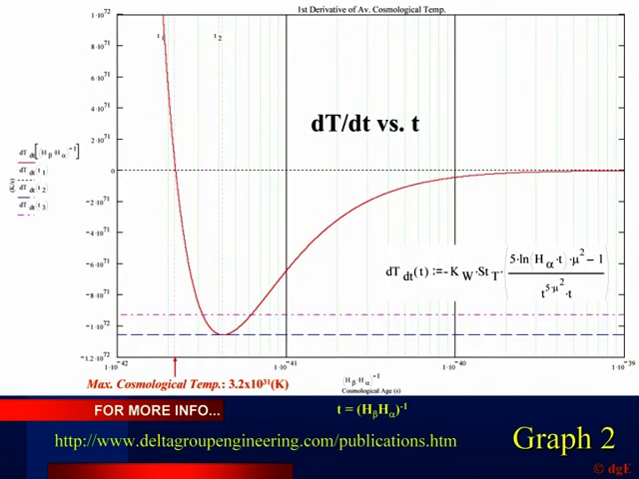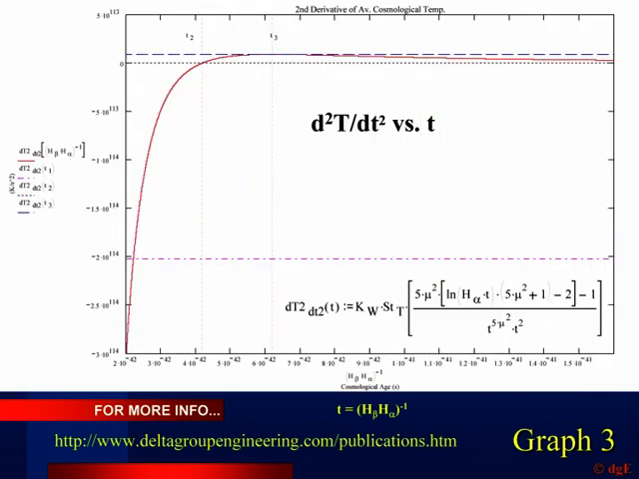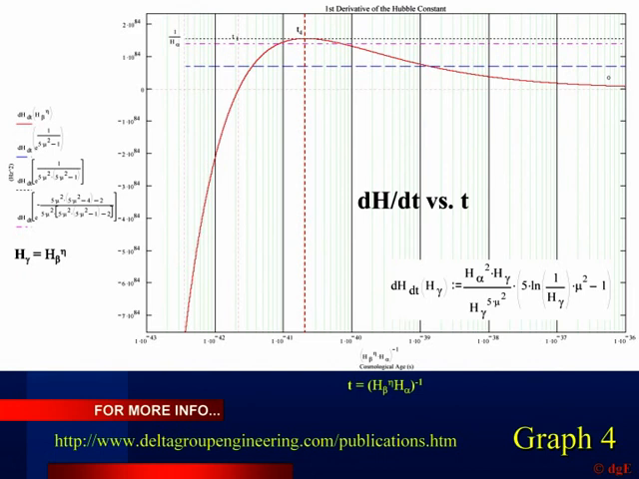This graph demonstrates the rate of change of the cosmic microwave background radiation temperature in the time domain with key physical features represented, that is, local minima etc. This graph demonstrates the second derivative of the cosmic microwave background radiation temperature in the time domain with key physical features represented, that is, local maxima etc.